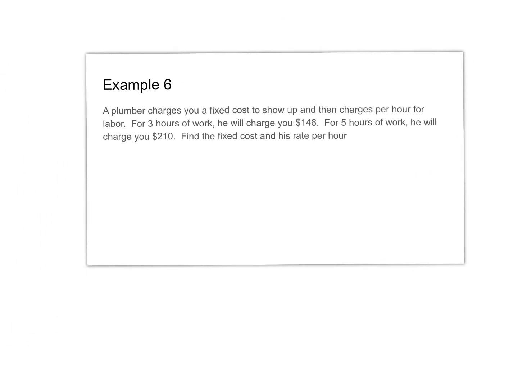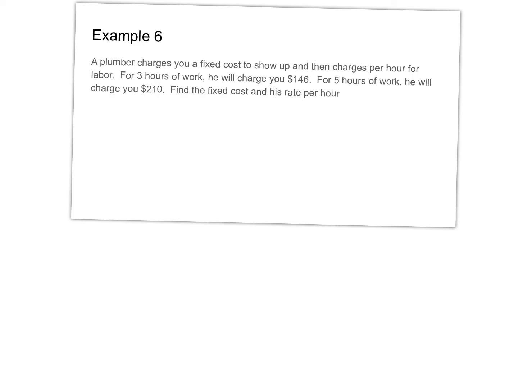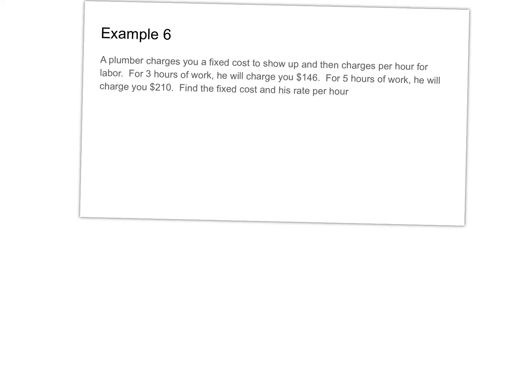Okay. A plumber charges you a fixed cost to show up and then charges you per hour for labor. For 3 hours of work, he'll charge you $146. For 5 hours of work, he charges you $210. Find the fixed cost and the rate per hour. Now, the fixed cost basically is going to be x in both equations. The reason being, that's what he charges you just to pull up in your driveway. So both equations, you're going to start with x.